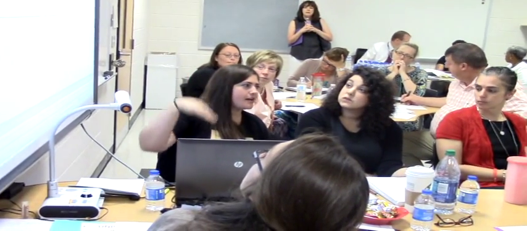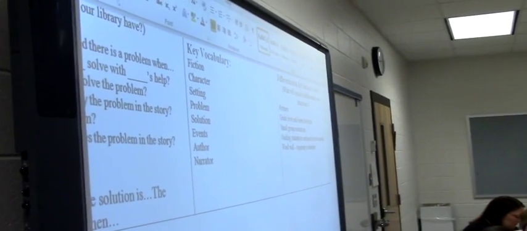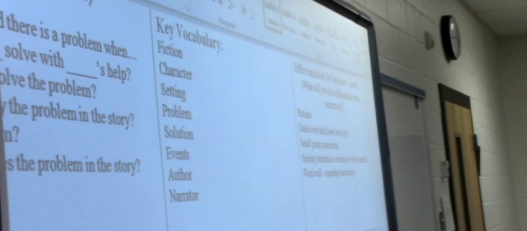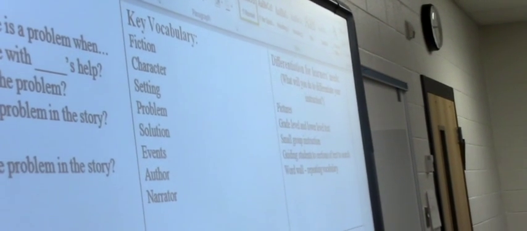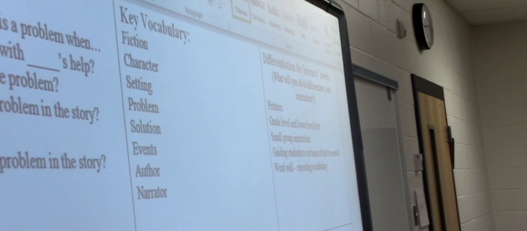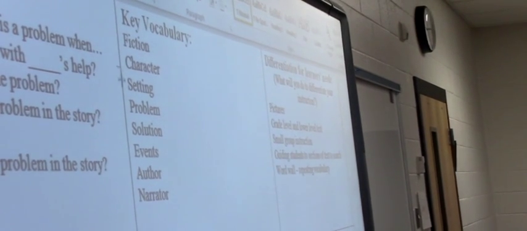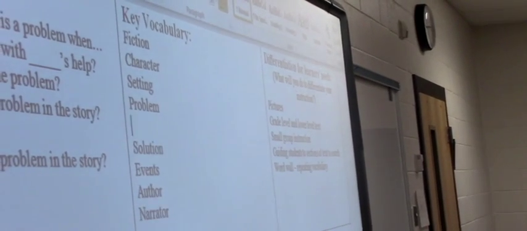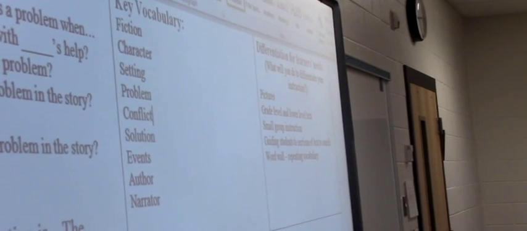Yeah, so additionally, we filled in some key vocabulary we're going to be using, and we've all agreed that we're going to display this on a word wall this year. So we just have fiction, character, setting, problem, solution, events, author, and narrator. Can we also add conflict then? Oh, we didn't ever add it. Which is why we go through it as a team, so that we can see what we missed.